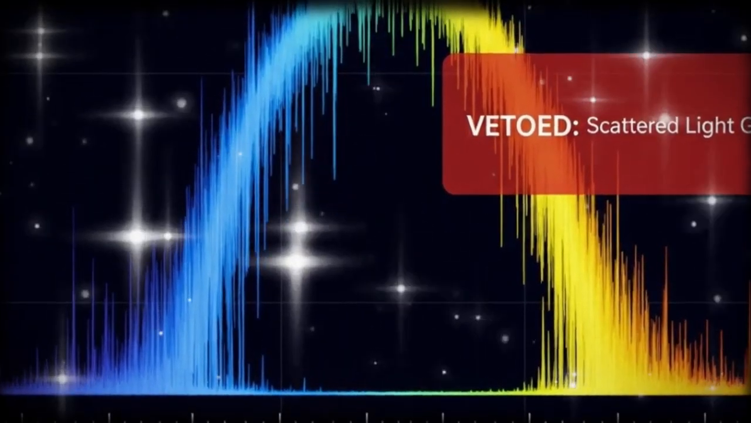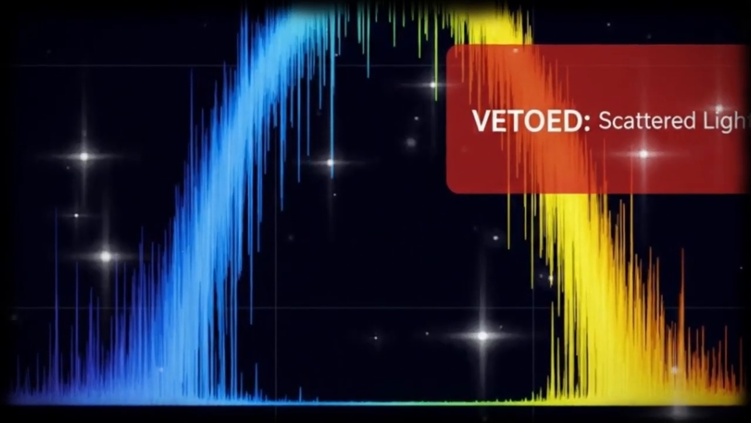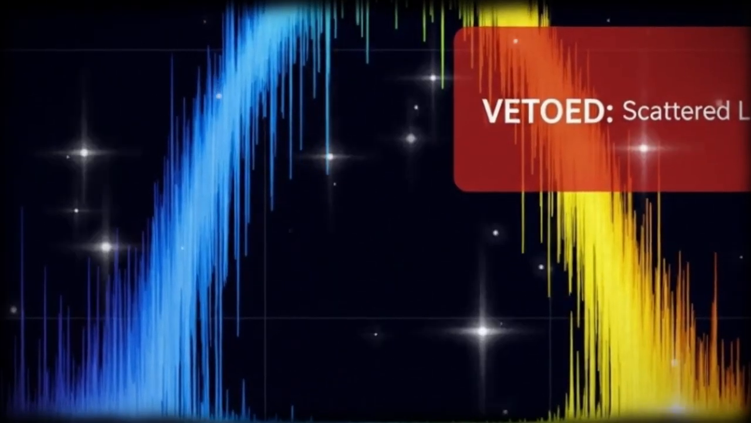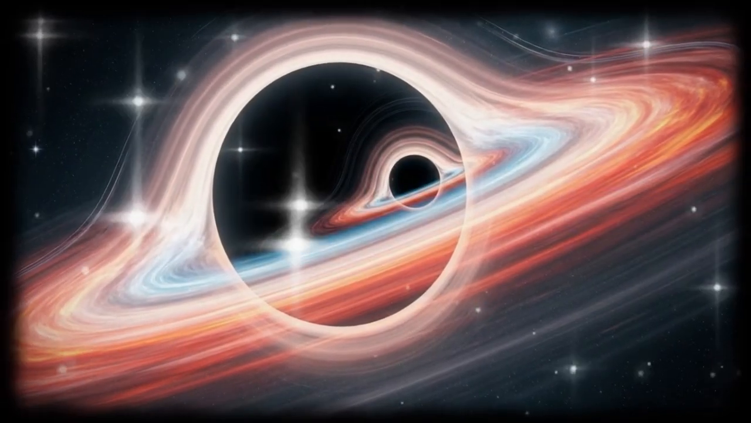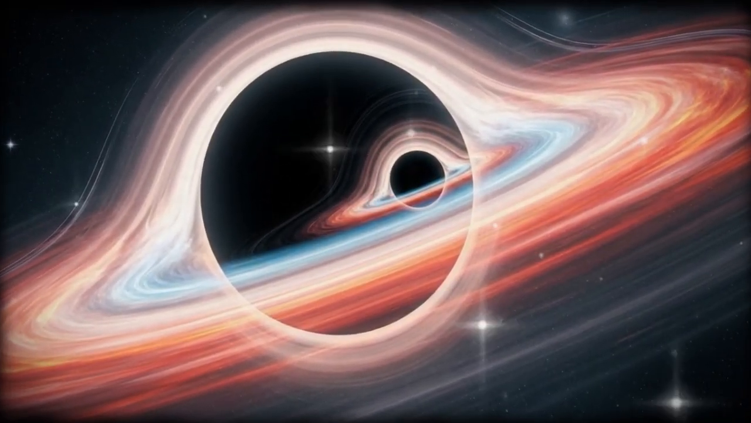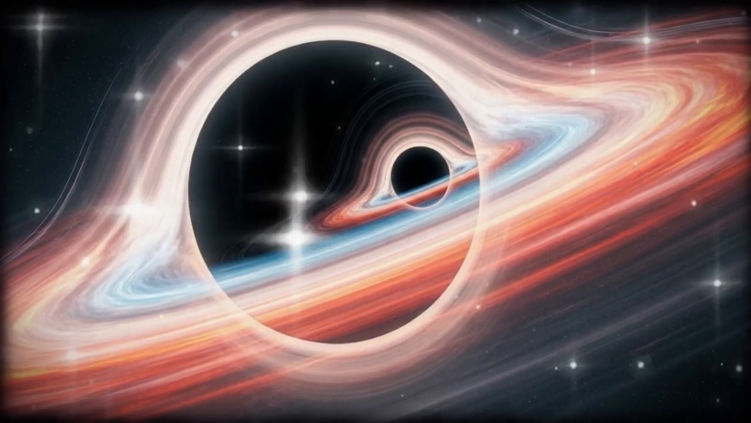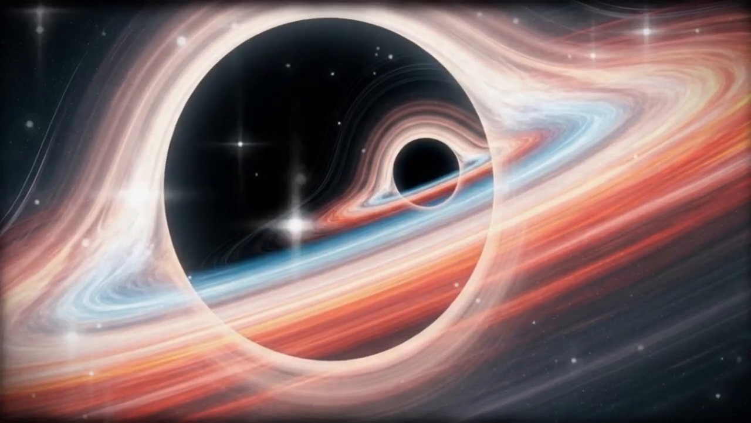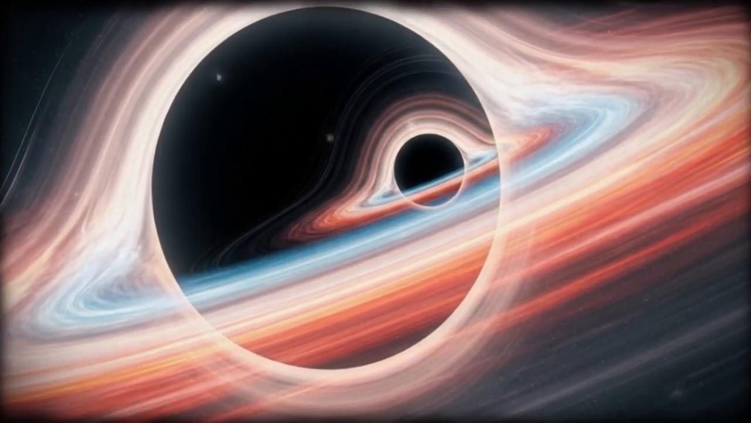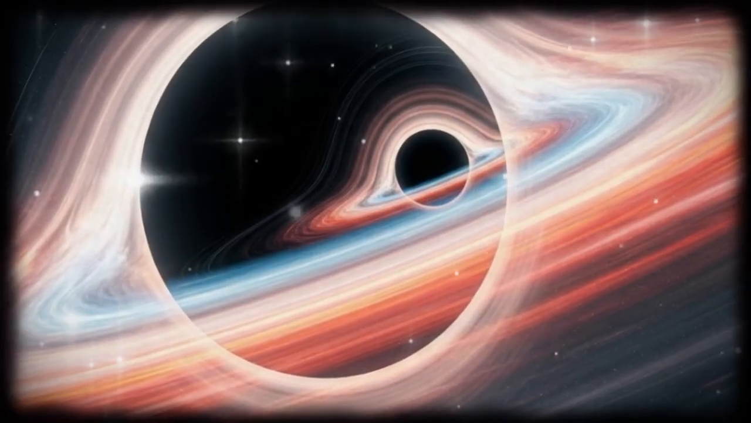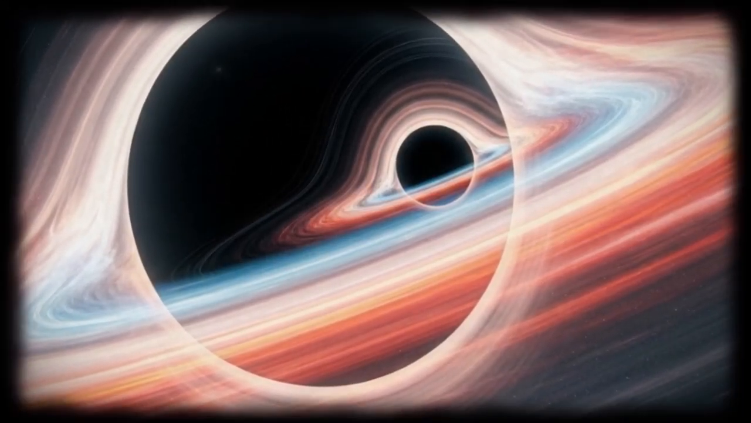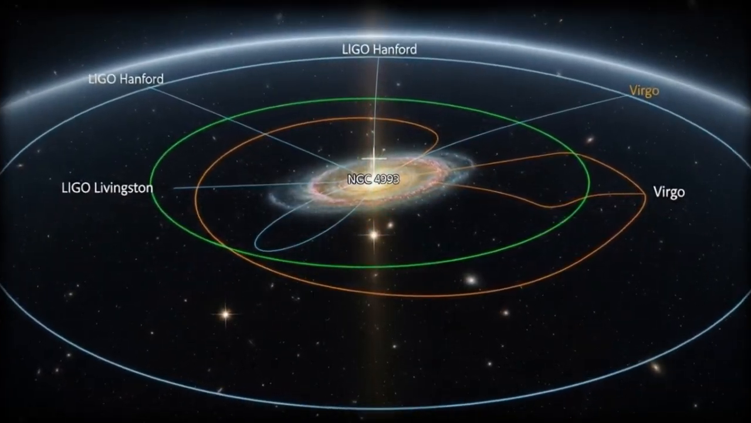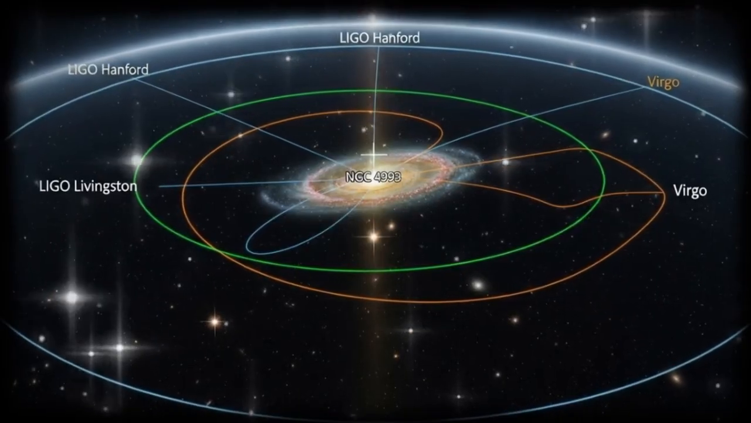The best matching template, which fit the observed signal with extraordinary precision, corresponded to a merger between two black holes with masses of approximately 36 and 29 solar masses at a distance of about 1.3 billion light-years, producing a final black hole of approximately 62 solar masses. The difference between the total initial mass of 65 solar masses and the final mass of 62 solar masses represents 3 solar masses of energy radiated as gravitational waves during the merger, an amount of energy equal to about 6 times 10 to the power of 47 joules, released in a fraction of a second.